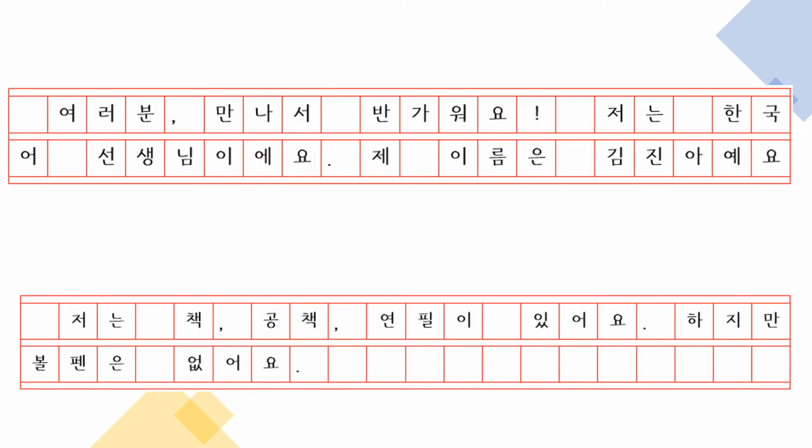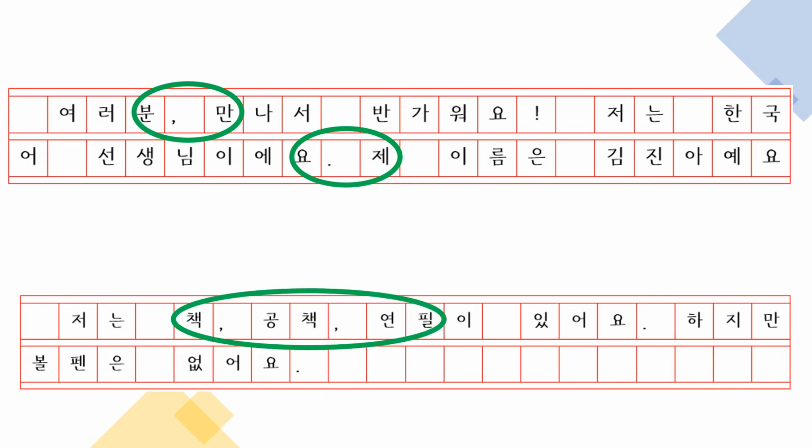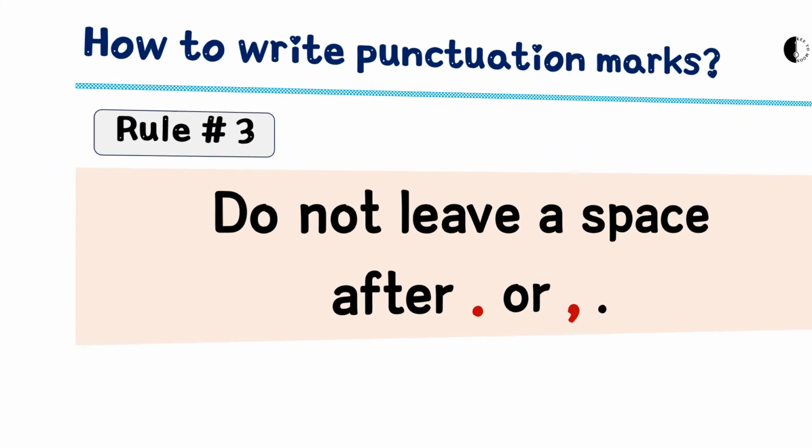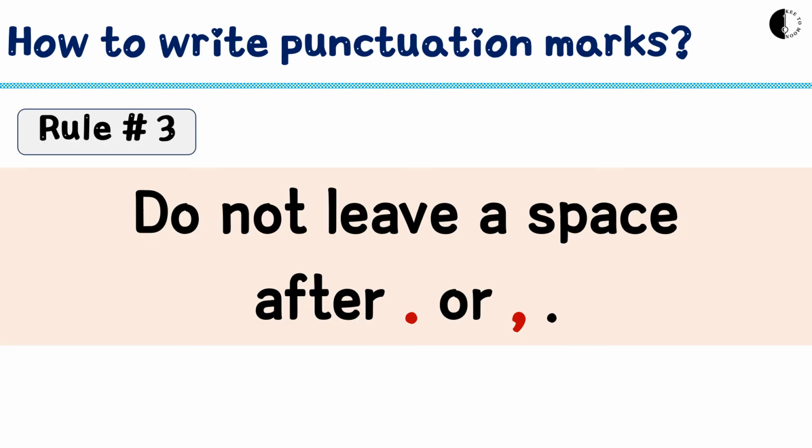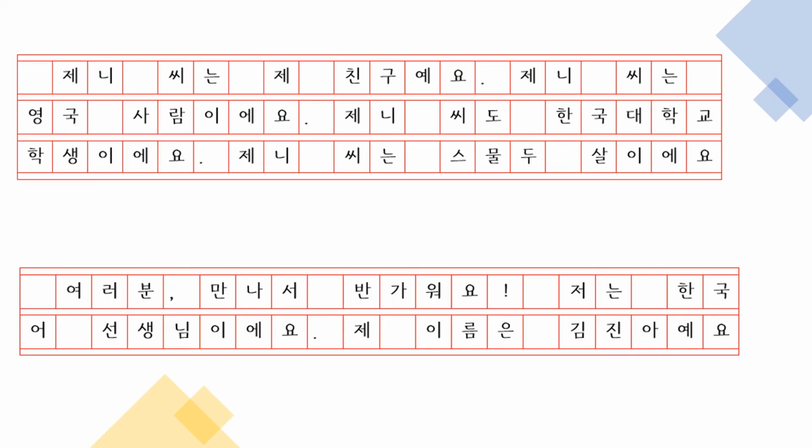But writing periods and commas is a bit different. Take a look here. Please do not leave a space after periods or commas. Shall we read the last sentence of the first text? 제니 씨는 22살이에요. Since the sentence has ended, we need to put a period, but there is no square left for it. Let's also read the last sentence of the second one.